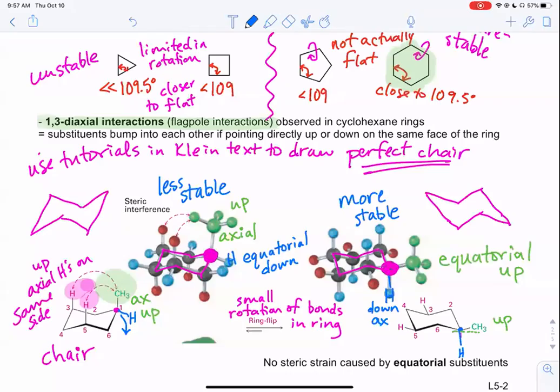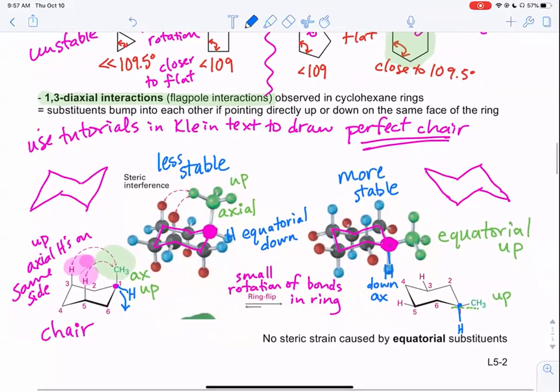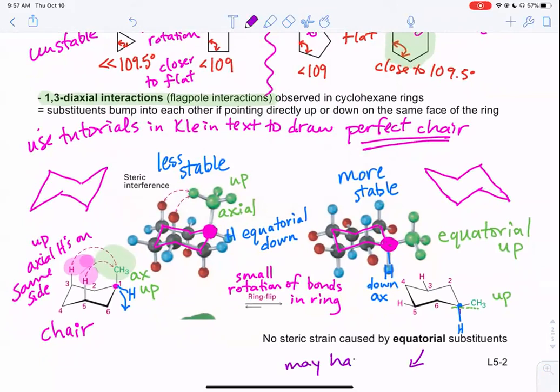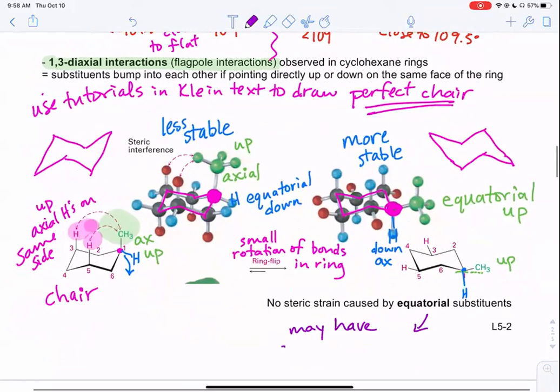And just one takeaway that I didn't say explicitly: no strain is caused by equatorial substituents because they are too far away from anything else to be bumping into each other. One thing that you may see in the book is that equatorial substituents may cause some gauche interactions.